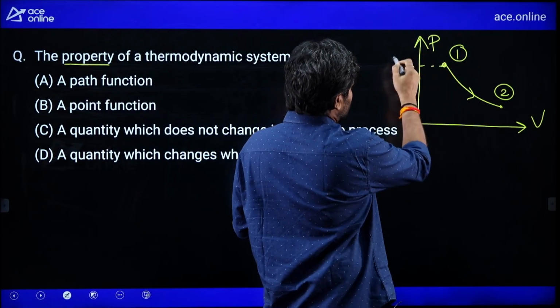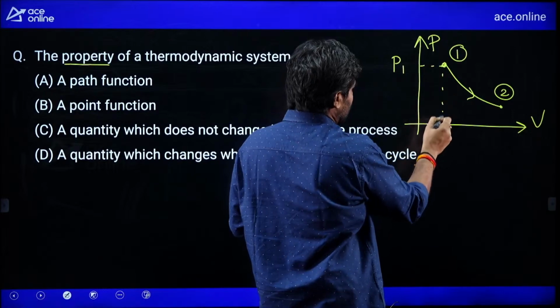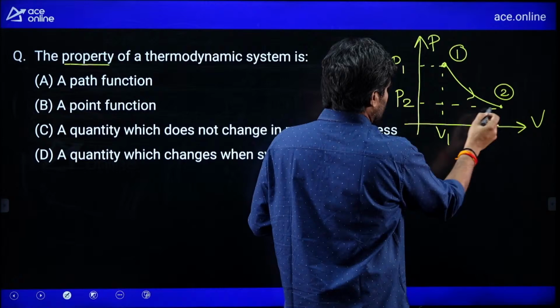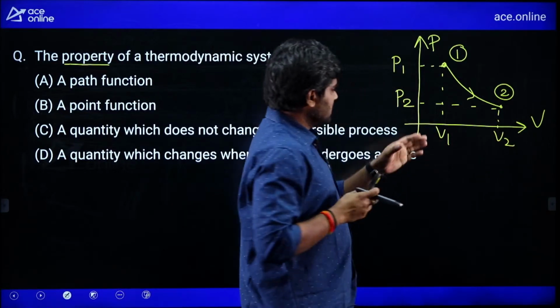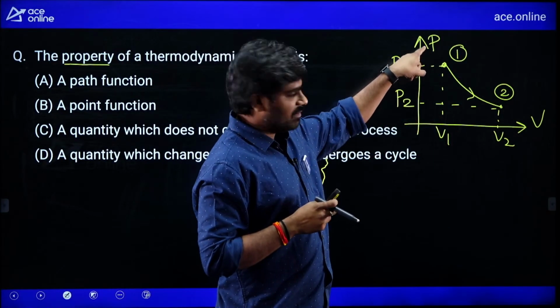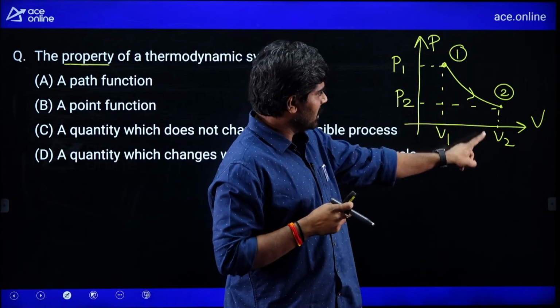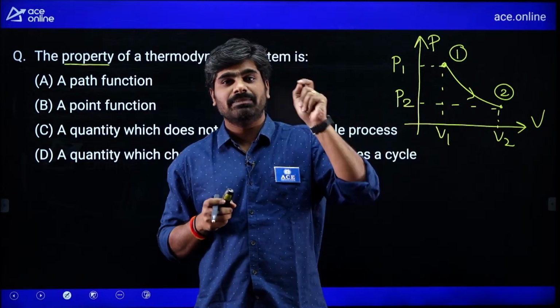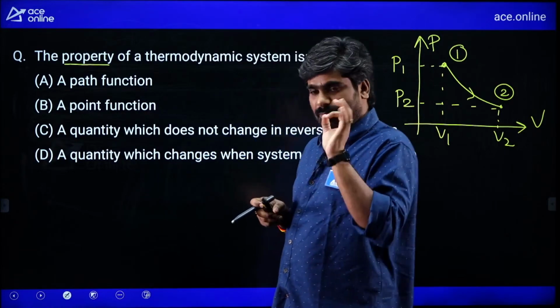Let us say at point 1 pressure is P1 and volume is V1. Similarly, at point 2 pressure is P2 and volume is V2. So pressure is a property, depending on point 1 and also point 2. Volume is a property, depending on 1 and 2. Therefore pressure and volume are properties. Properties depend on the point. Therefore, properties are point functions.